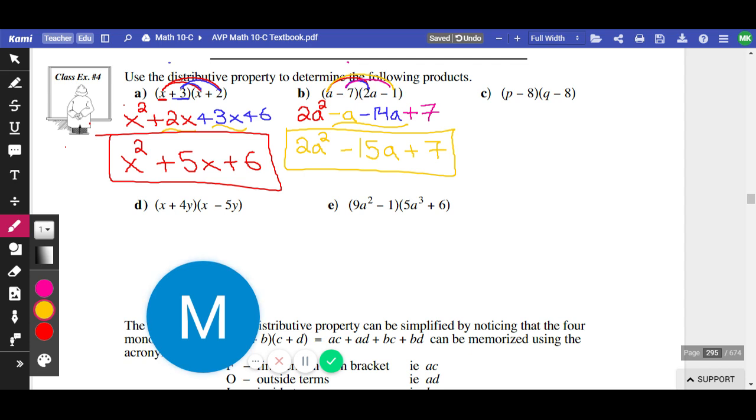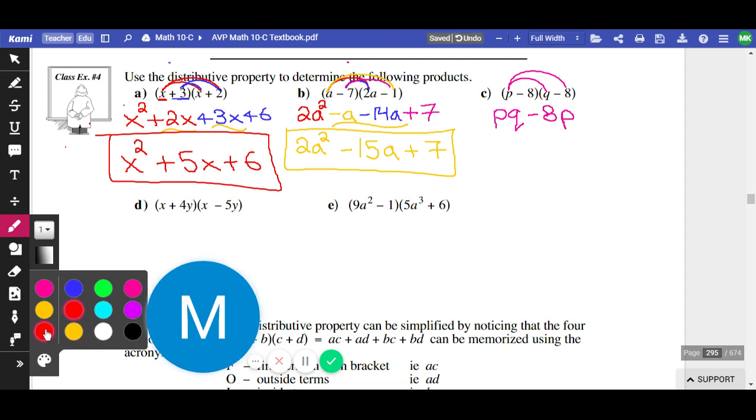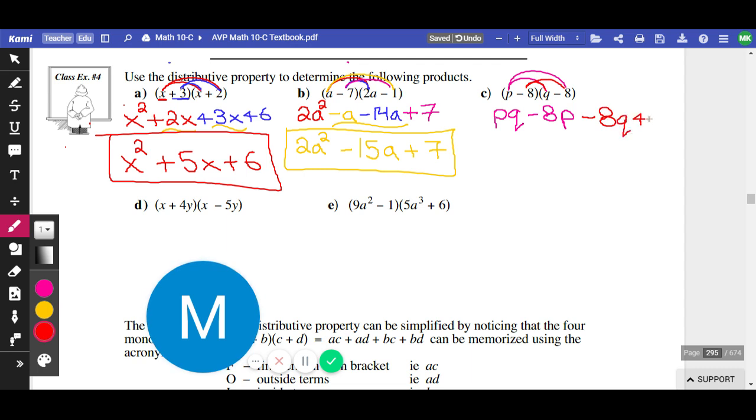So if you look at C, I have 2 binomials. I'm going to take the first term of the first binomial, and distribute it in. That will become p cubed and then -8p. Then I'm going to take the next term, which is -8, and distribute it into the second set of brackets. That will become -8p squared and then +64.